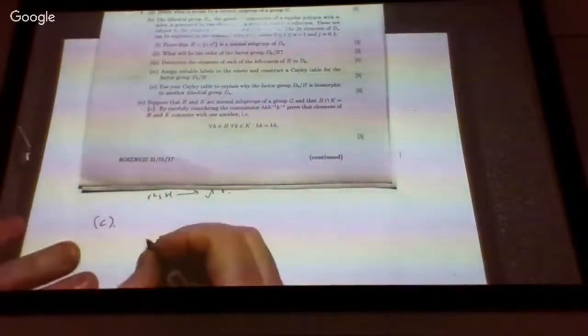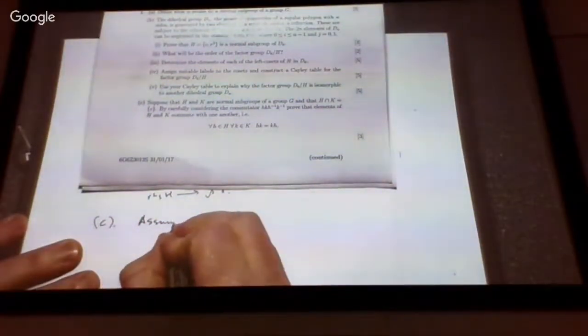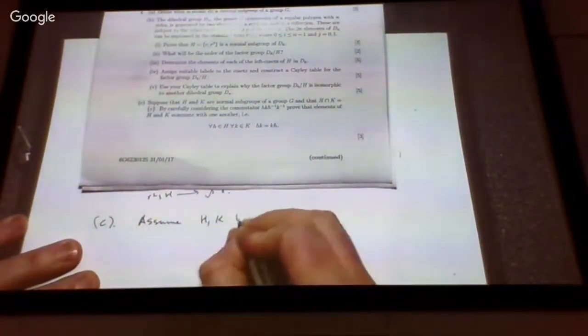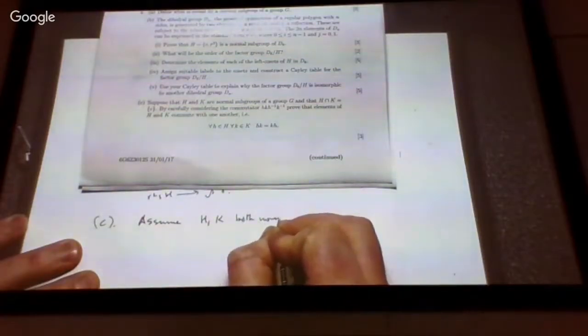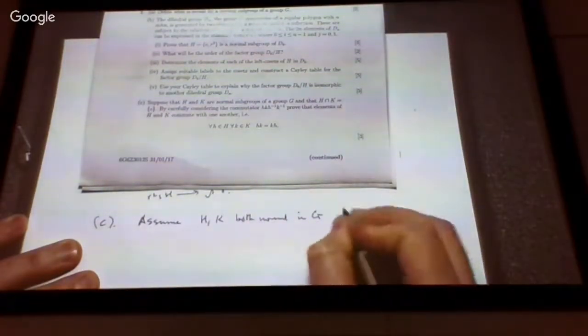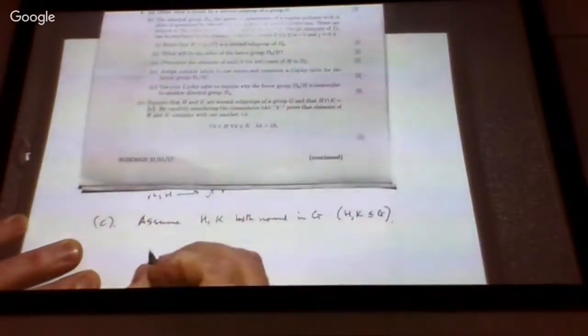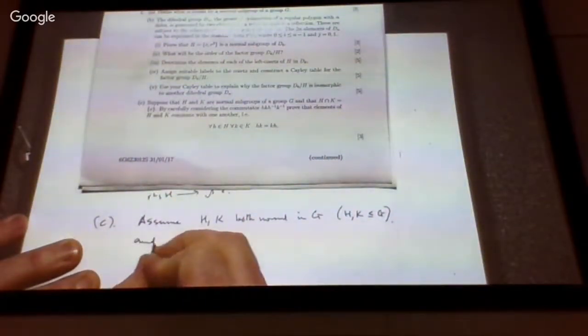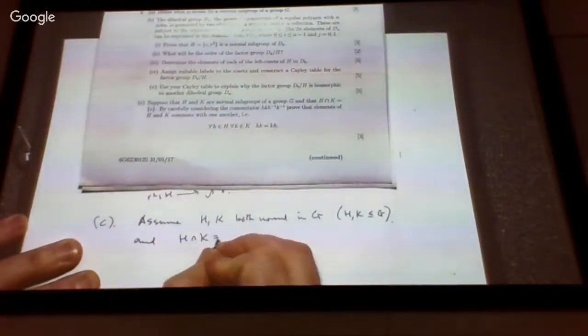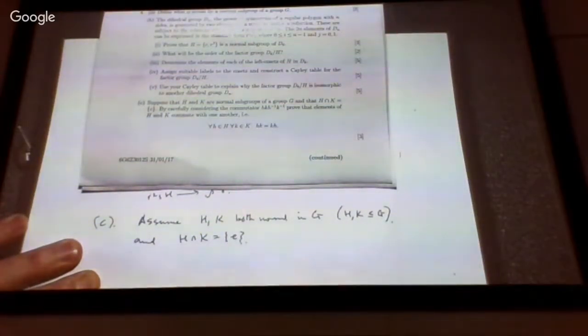So we assume H and K normal, both normal in G. They're both subgroups of G, and they intersect trivially. By considering carefully this product, which is a commutator, where all elements commute. So let's consider this HK, H inverse, K inverse.